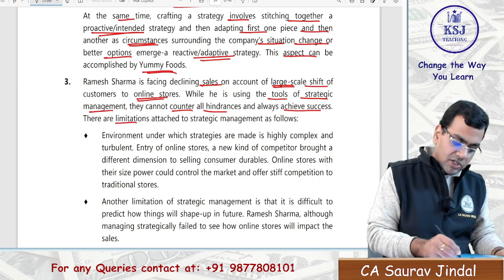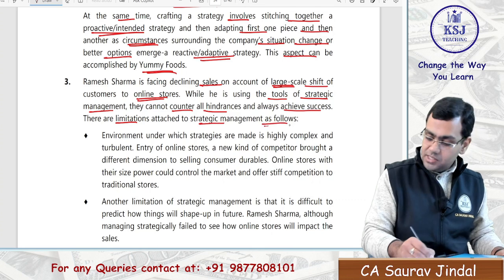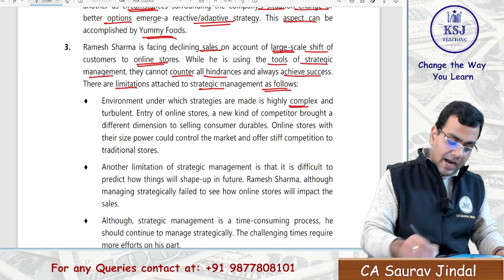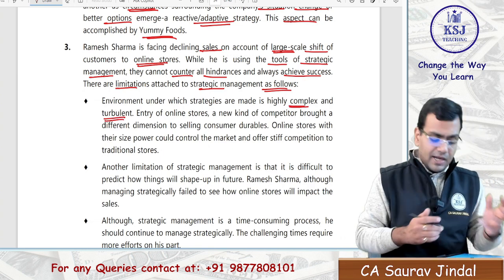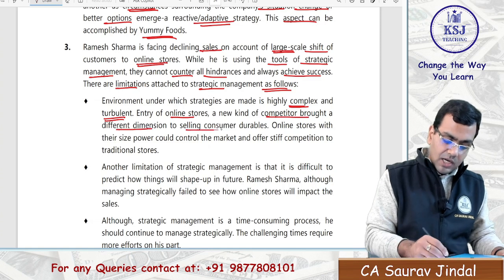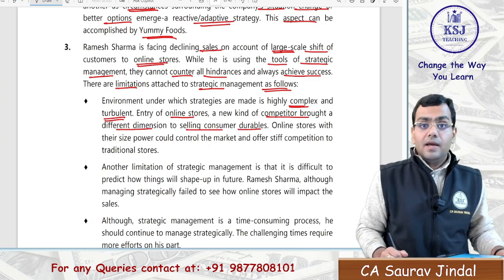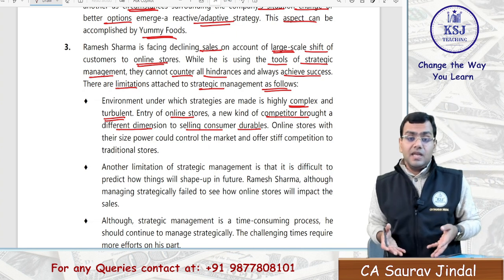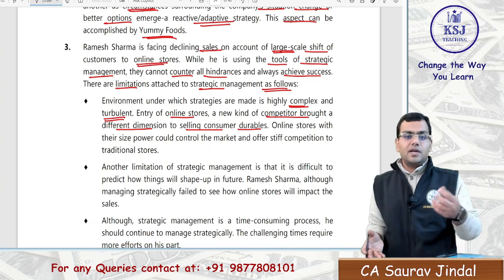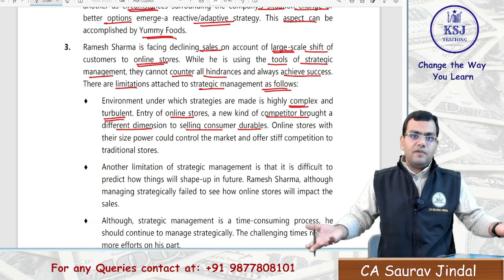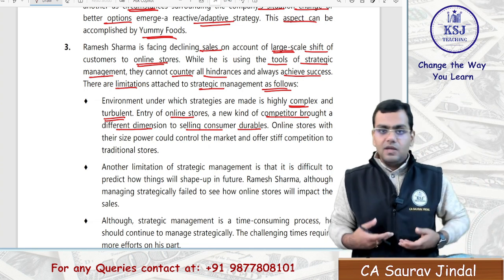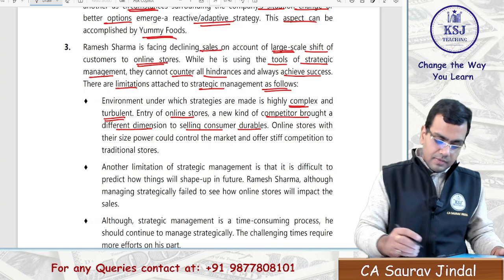There are limitations attached to strategic management as follows. The environment under which the strategies are made is highly complex and turbulent. It keeps on changing every time. Entry of online stores, a new kind of competitor, brought a different dimension to the selling of consumer durables, right? And the customer found it very convenient to order sitting at home. No need to go anywhere. All the details are available on the website. Yes, we all feel like that, right? It is not about a particular customer or you. We also feel like that. We also use Amazon, right?